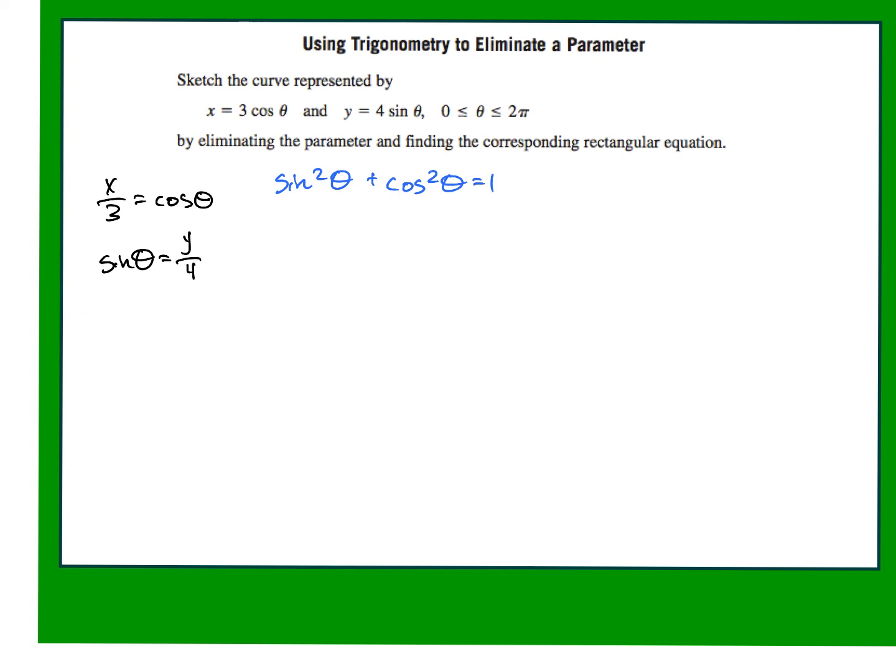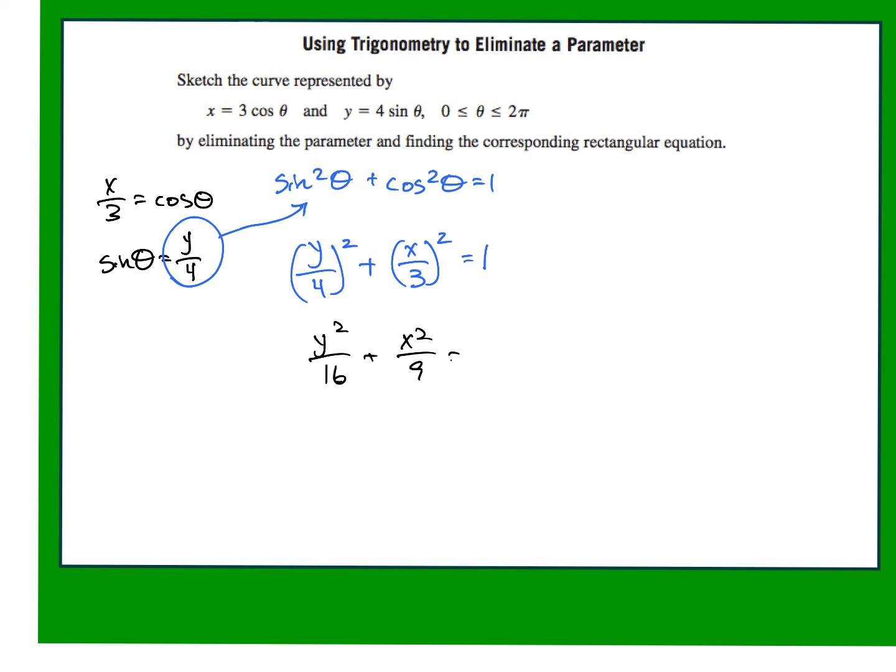Y over 4. And so now I'm just going to take these and substitute them in. All right? And so now I'd end up with y over 4 quantity squared plus x over 3 quantity squared is equal to 1. Well, if I distribute this, I'd end up with y squared over 16 plus x squared over 9 is equal to 1. What kind of equation did I just make? I made an ellipse. Exactly.